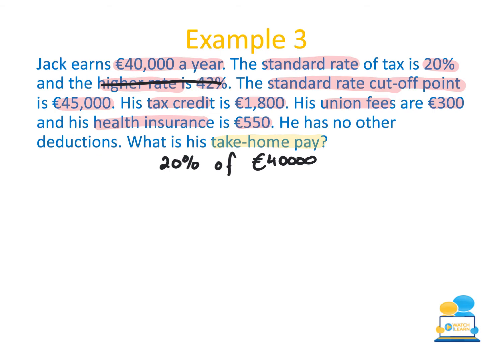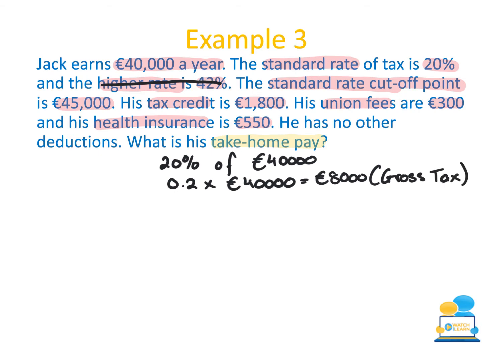Again, figuring out what is 20% as a decimal, 0.2 times €40,000. That then gives me €8,000. That is Jack's gross tax. He doesn't have to pay all of that tax because he has a tax credit of €1,800. So we can now find his tax payable by doing his gross tax, which is €8,000, minus his tax credit, which is €1,800. And that gives me an answer of €6,200. That is his tax payable. So the real amount of tax he has to pay on his salary.